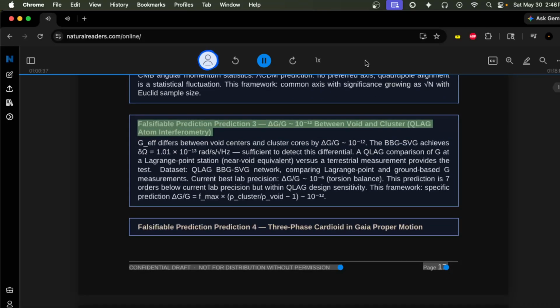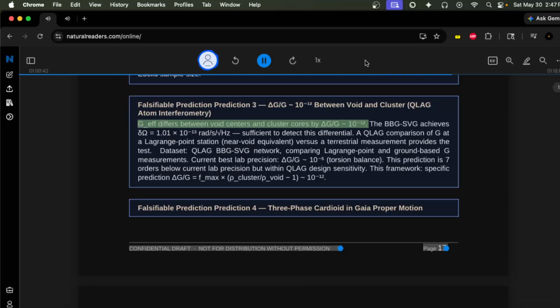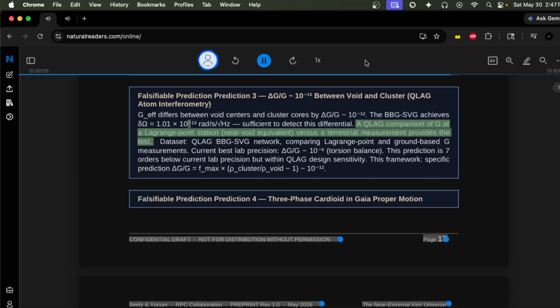Falsifiable prediction 3: delta G over G approximately 10⁻² between void and cluster. G_F differs between void centers and cluster cores by delta G over G approximately 10⁻². The BBGSVG achieves a sensitivity of 1.01 times 10⁻³ radians per second per square root hertz, sufficient to detect this differential. A QLAG comparison of G at a Lagrange point station versus a terrestrial measurement provides the test.